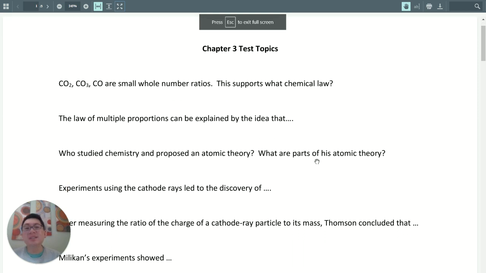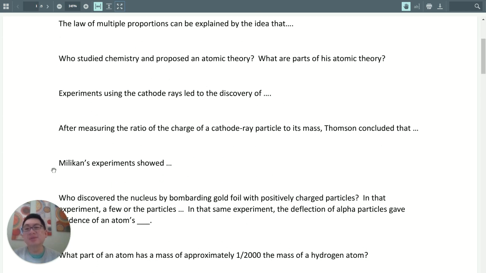This says chapter 3 test topics. If it's on here, it will be on the test. Does that mean everything on the test is on here? Mostly. I don't want to say 100%, but 90+% of the stuff on the test will be on this. So yes, you will need to know who Millikan is and what his experiment showed.